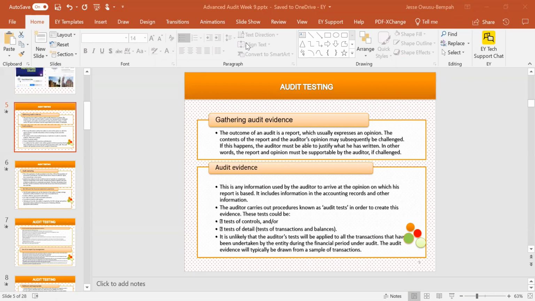It's very, very important. And we've talked about how sampling is key when it comes to audits. You cannot test every single thing. So that's where sampling comes in handy when it comes to auditing.